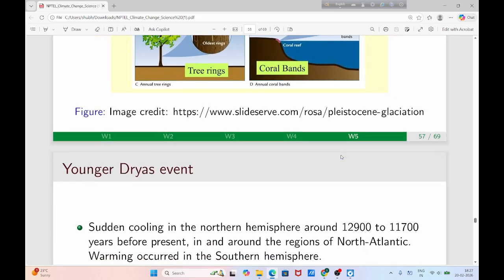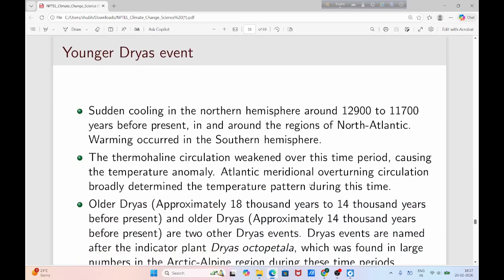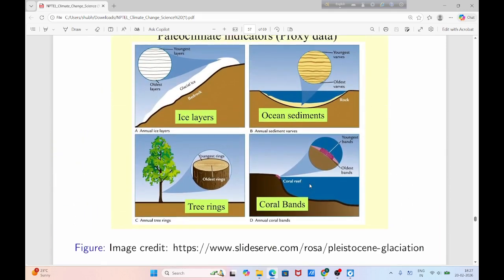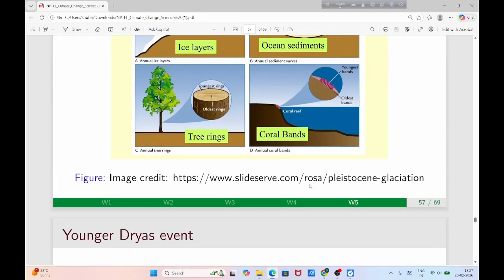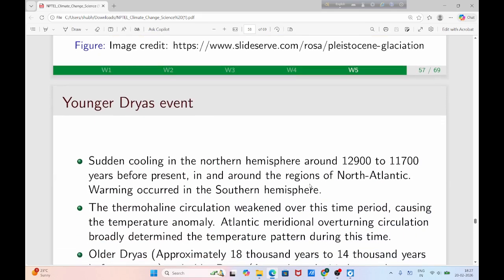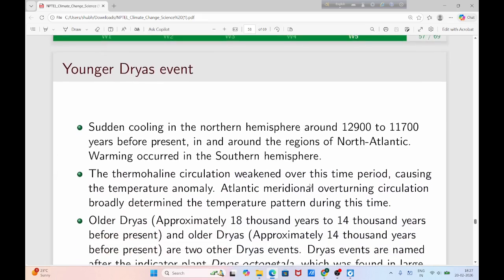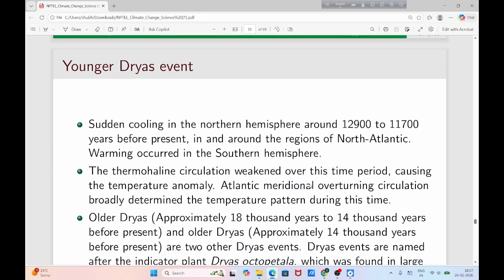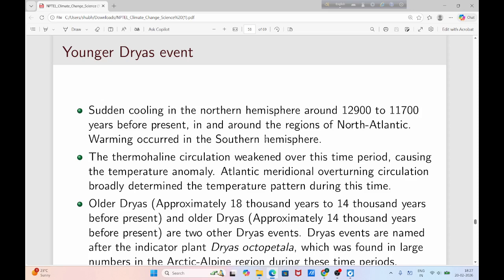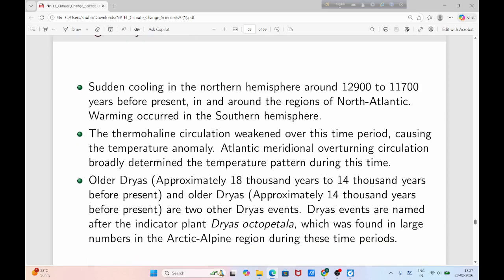Now we will discuss a few events that occurred in the past. The events are mostly studied using the proxy data. Whatever data is applicable for a particular event was used for determining that event. One such event is known as the Dryas event. There are the younger Dryas event, the older Dryas event, and the oldest Dryas event.